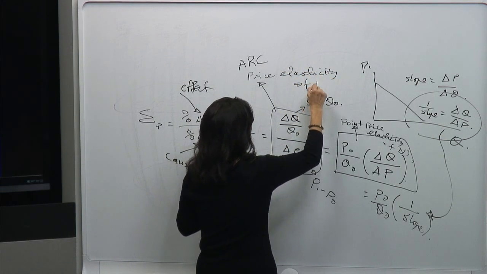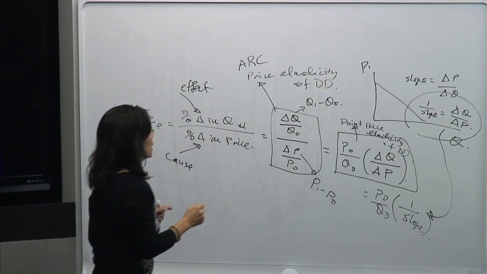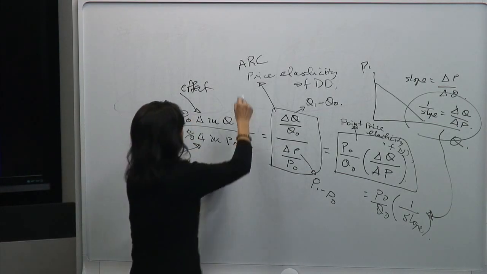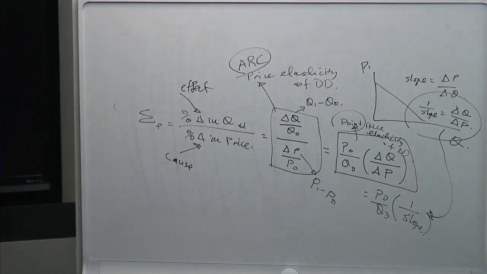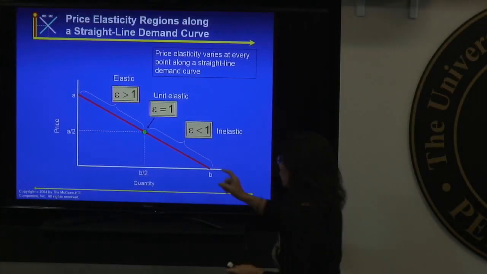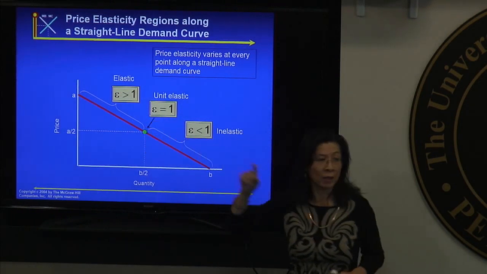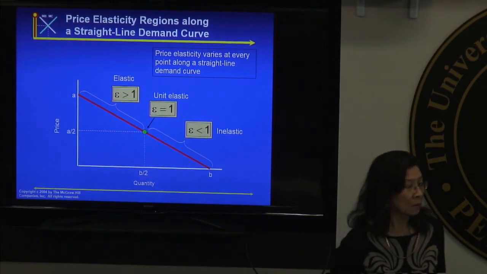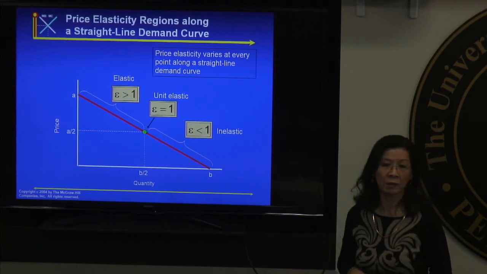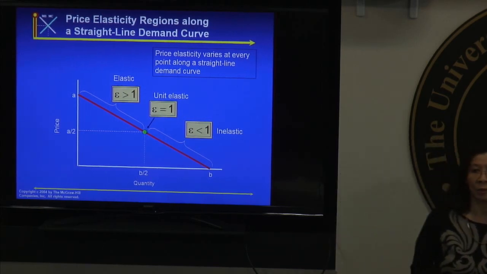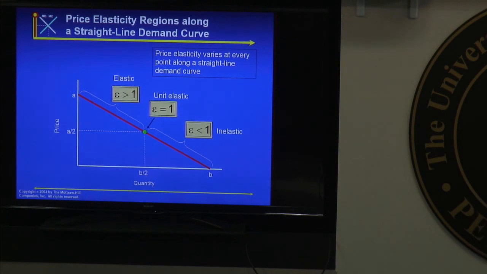Because we gave two types of examples in class the other day, I do want to make sure that you know the distinction between the two. Our textbook does not come out and say that, but knowing the difference helps. When we're only talking about a point, we use the point formula. But if we have an arc, two sets of prices and two sets of quantity, then we use the other one, called arc price elasticity of demand.